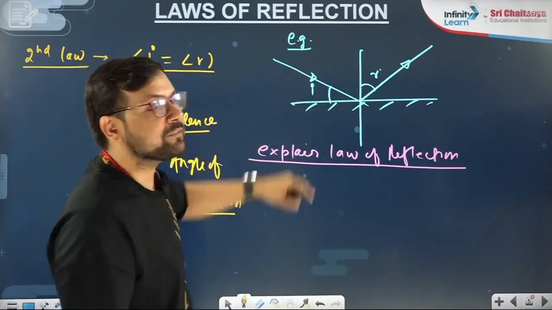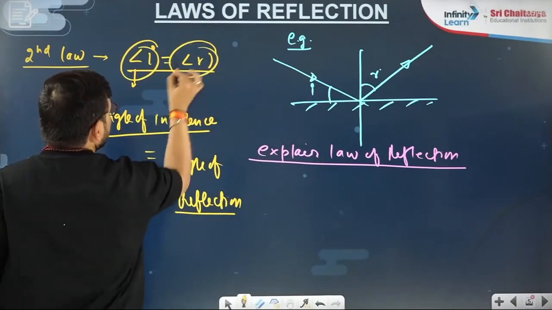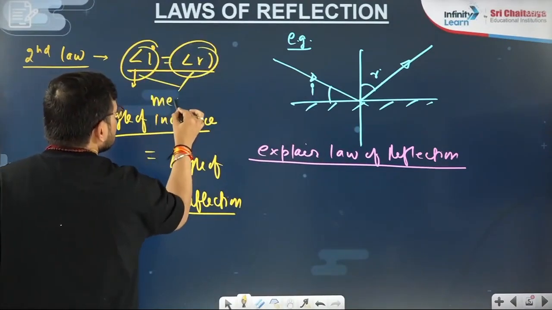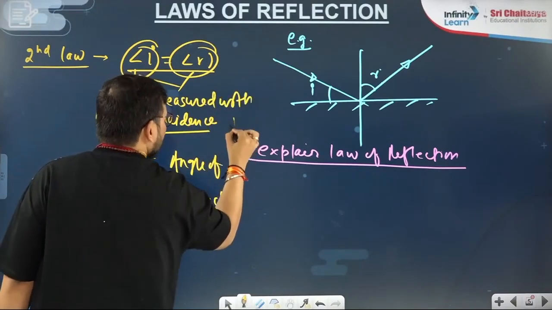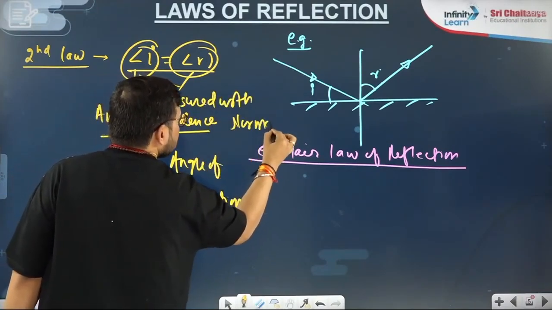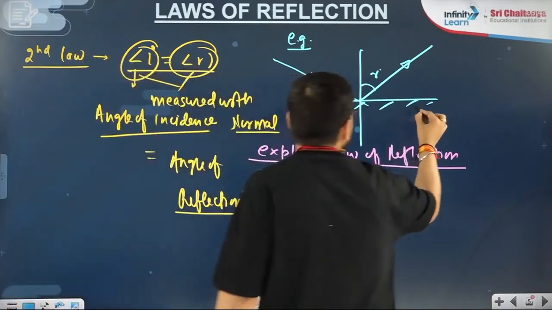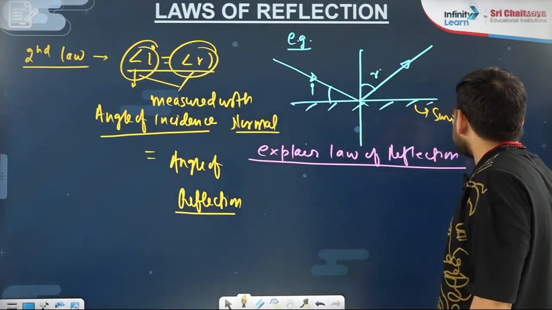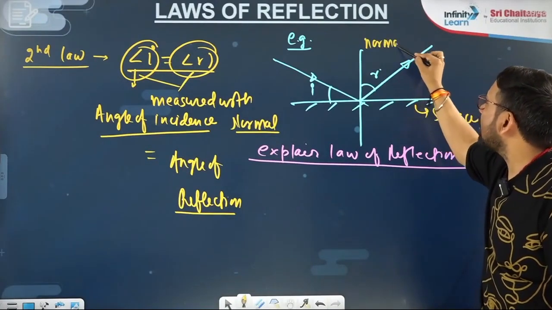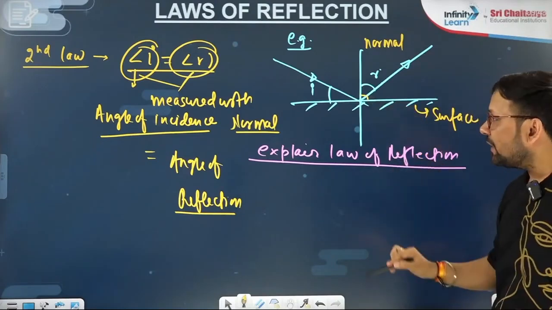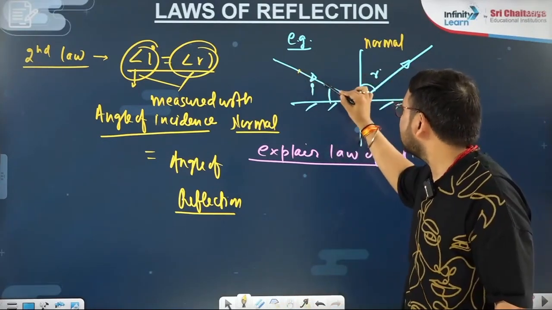According to that diagram, always keep in mind that this I and this R are measured with the normal to the incident surface. Normal means perpendicular. That is the surface, and on this surface, if we draw a perpendicular, that line is called the normal. When we measure the angle of incidence, it is the incident ray's angle with the normal.